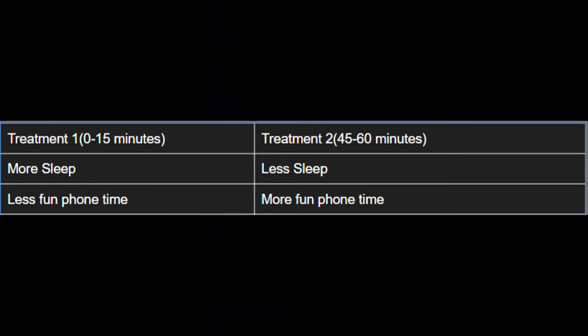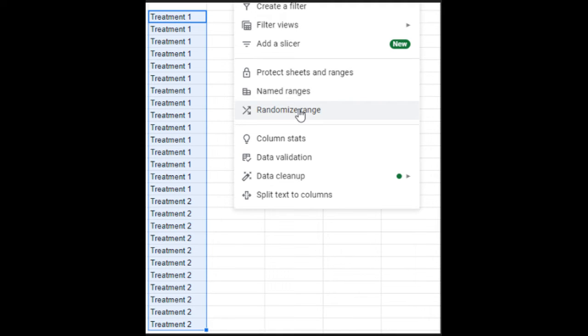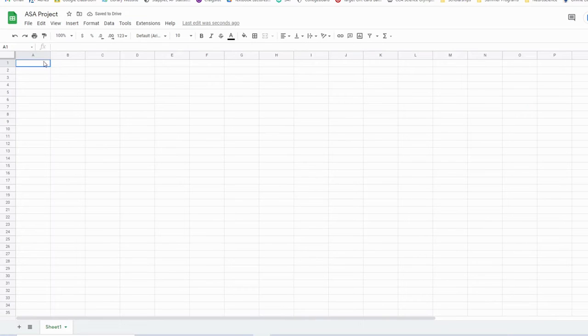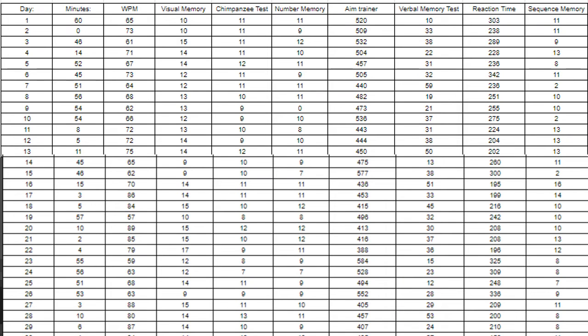Now, using these two treatment groups, I can assign the treatments for the 30 trials. So I randomly generated 15 numbers from each treatment group, and then I randomly sorted the order using Google Spreadsheets. When I did the experiment, I replicated it 30 times over a course of 1 month. Some variables I controlled were hours slept, the computer I used, the order I'll be performing each test, which is from the typing test to the sequence memory test, and lastly, I controlled the brightness of my phone to be maximum. And now here's a summary of the data I collected over the 30 days.